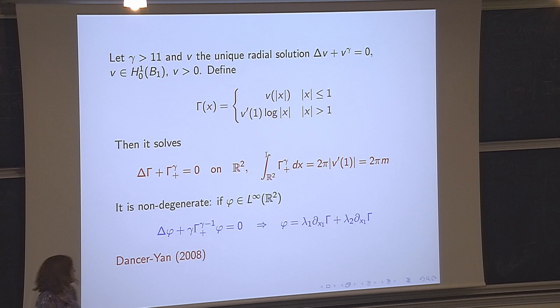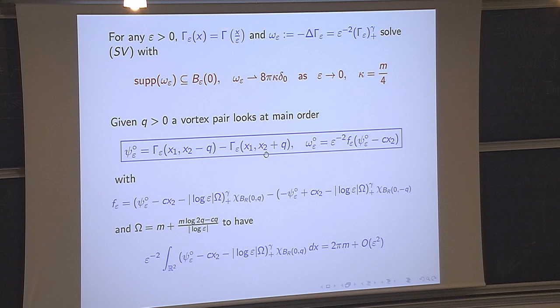All right, so as we did before, we can scale capital Gamma to Gamma epsilon, we can scale omega epsilon, epsilon to the power minus 2. This is a solution of Euler with compact support and with vorticity very high. The support is included in a ball of center zero and radius epsilon. W epsilon goes to a Dirac delta.